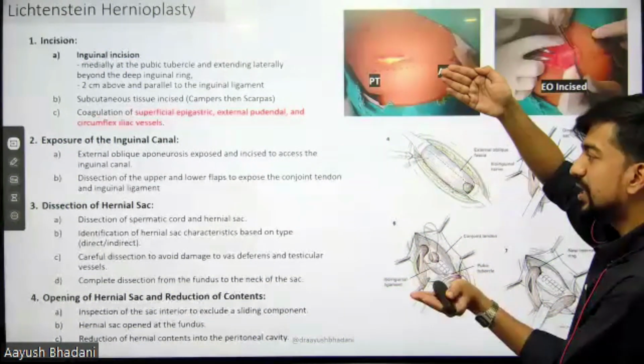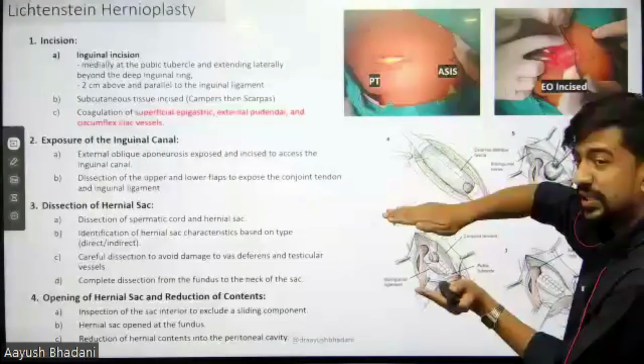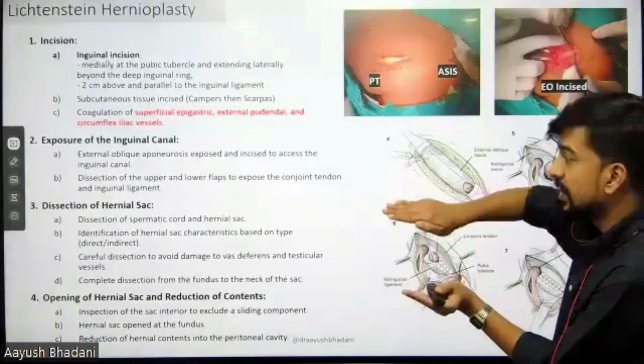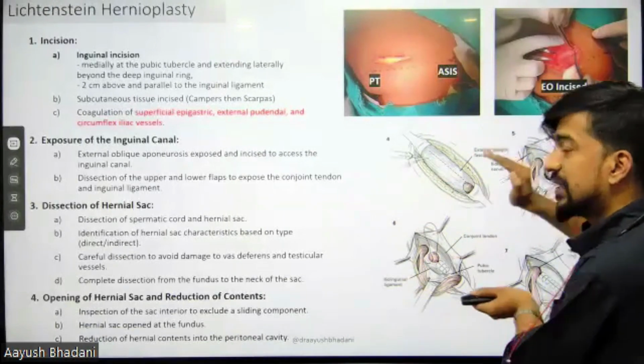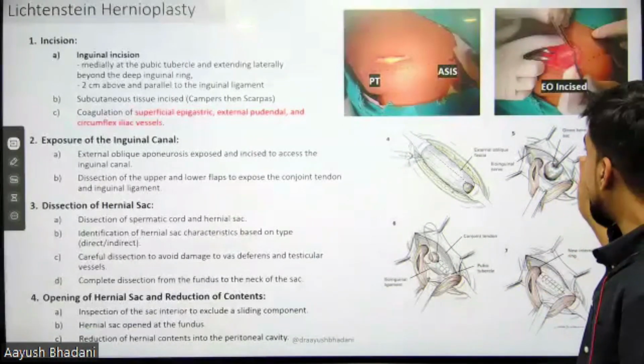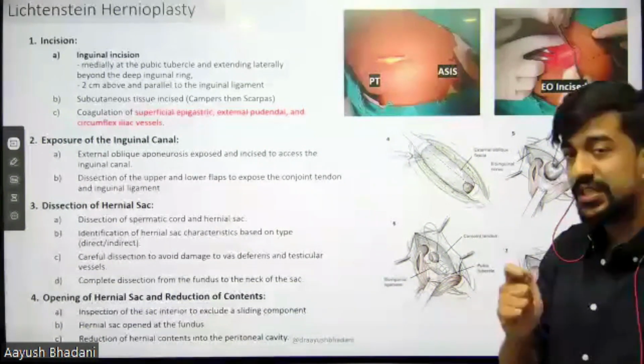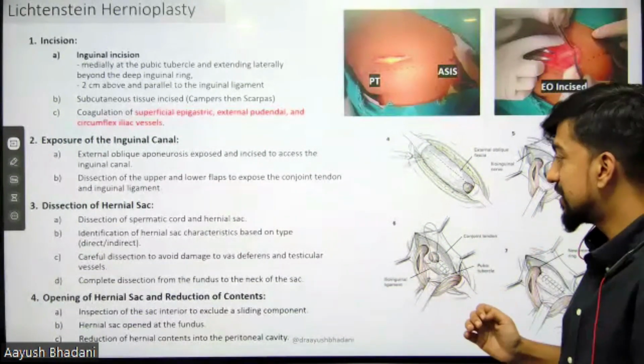The moment we do it, we expose the conjoined tendon, that is the joining of the internal oblique and the transversus. Then we dissect the hernial sac. It's very important over here to dissect it carefully from the spermatic cord, identify the sac characteristics, and make sure not to damage the nerves and vessels. I told you which are the nerves and vessels.